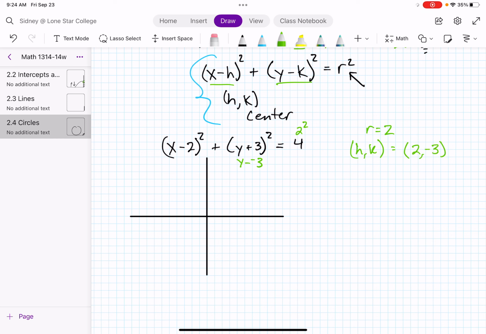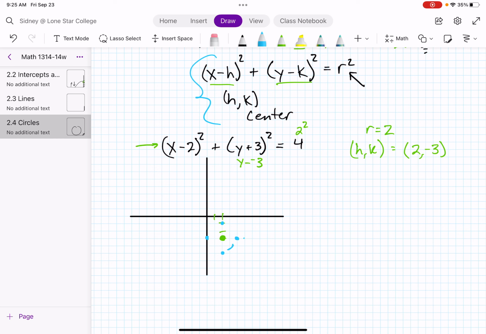X minus h, x minus 2, so 2. Y minus negative 3, so negative 3. So if I were going to look at this equation and what it looks like to graph it, I would start by plotting my point at 2, negative 3. So I'm going to say 1, 2, negative 1, 2, 3. That is the center of my circle. Now, a radius of 2 means I'm going 2 in all directions. So I'm simply going to count 2 steps in each direction. And obviously, there are more points, but I'll be honest, I don't know exactly where 2 ends in here. It kind of ends somewhere in there.